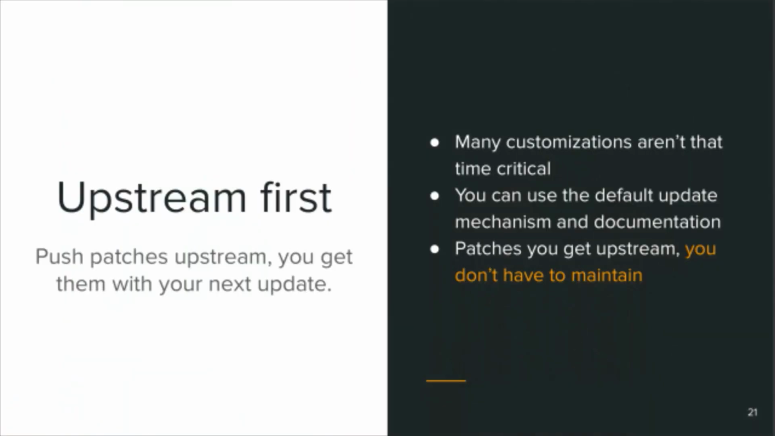Let's start with Upstream first, and that's basically the idea that the first thing you should think about is, if you want to have a modification, can you bring this upstream and not deploy it locally? So basically saying, we want this, but can I make sure that this goes upstream first? It's going to be integrated into the main project, and we only deploy this with the next major updates where this is automatically included.